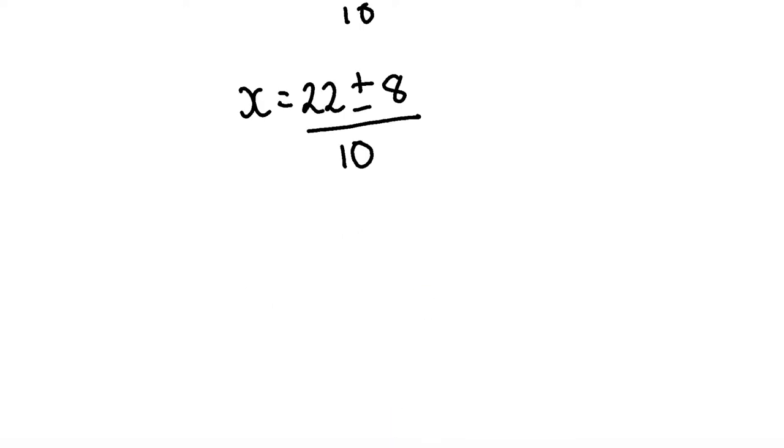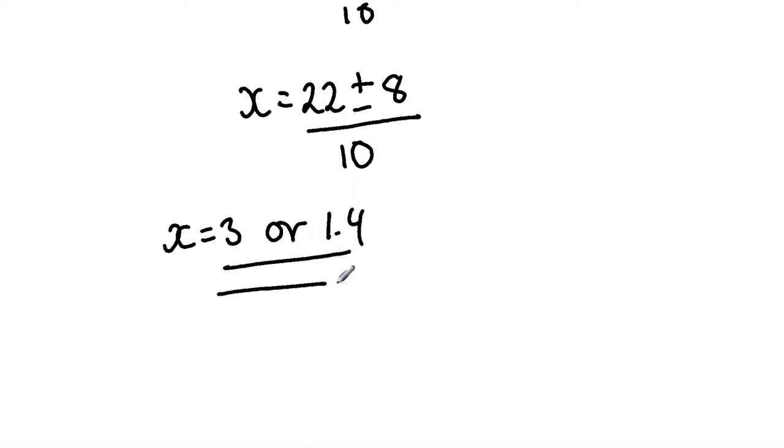Now, to find the first value of x, we're going to be doing 22 plus 8, which is 30, divided by 10, which is 3. So our first value of x is 3. A second value of x can be found by 22 minus 8, which is 14. 14 divided by 10 is 1.4. So x is 3 or 1.4. And that's our answer.